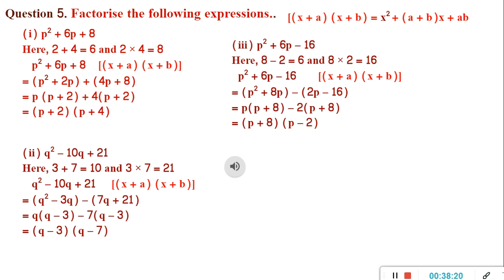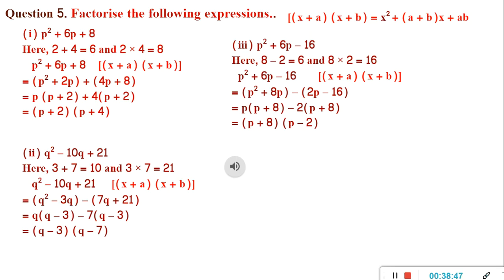So our factor form is P plus 8 into P minus 2. Clear? Nothing you have to see, except that AB is our multiplication, and A plus B, the sum, is the coefficient of X. So what is A, what is B? If you get them directly, then you can write the answer directly, right? In every case, if A is 2 and B is 4, then P plus 2 into P plus 4.